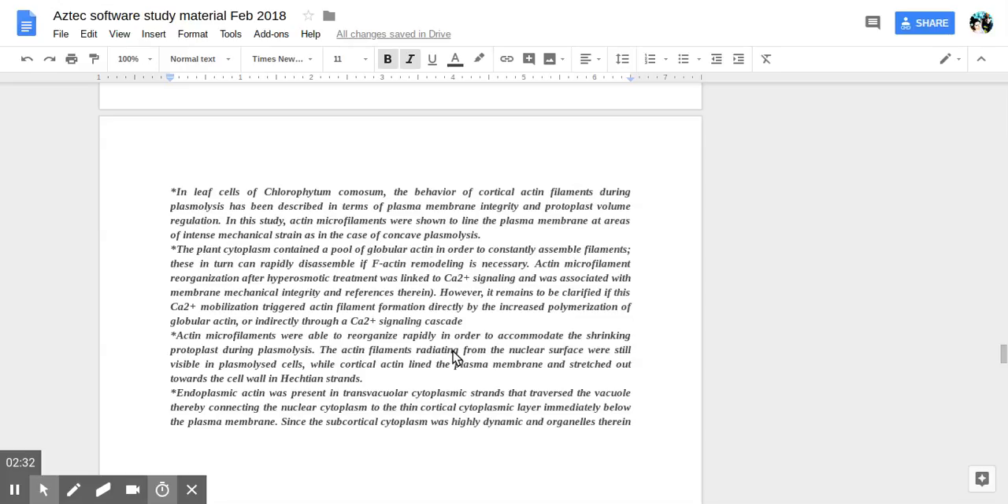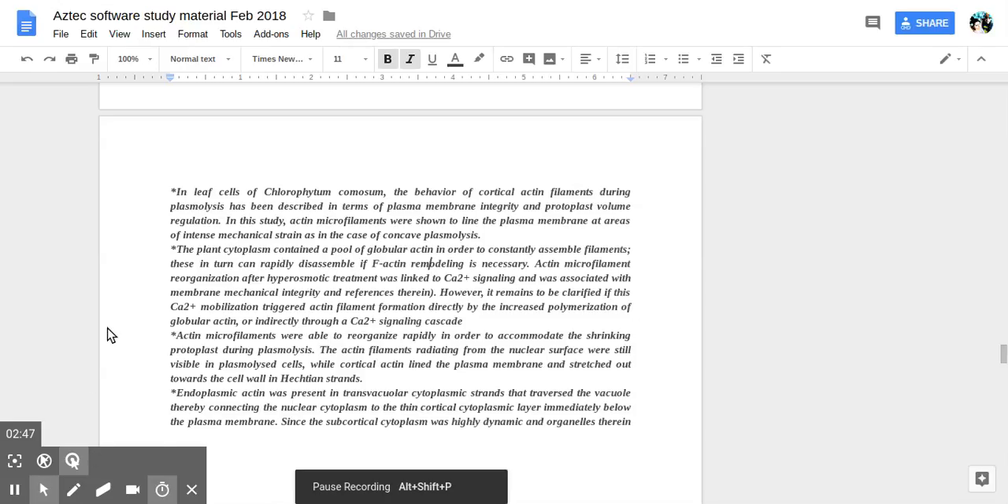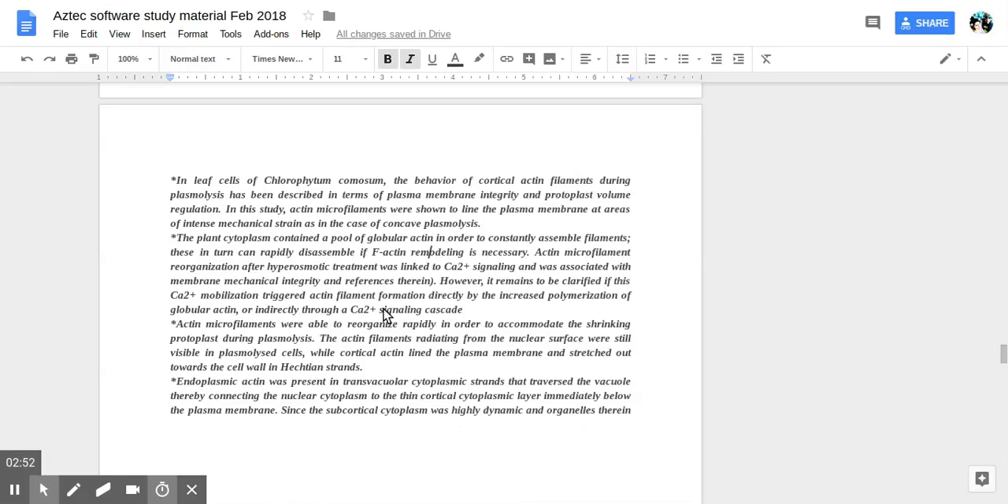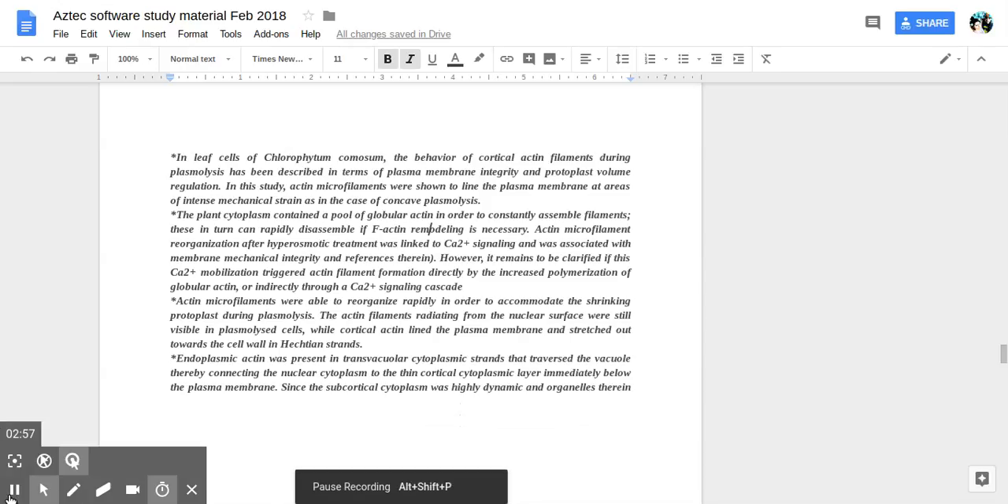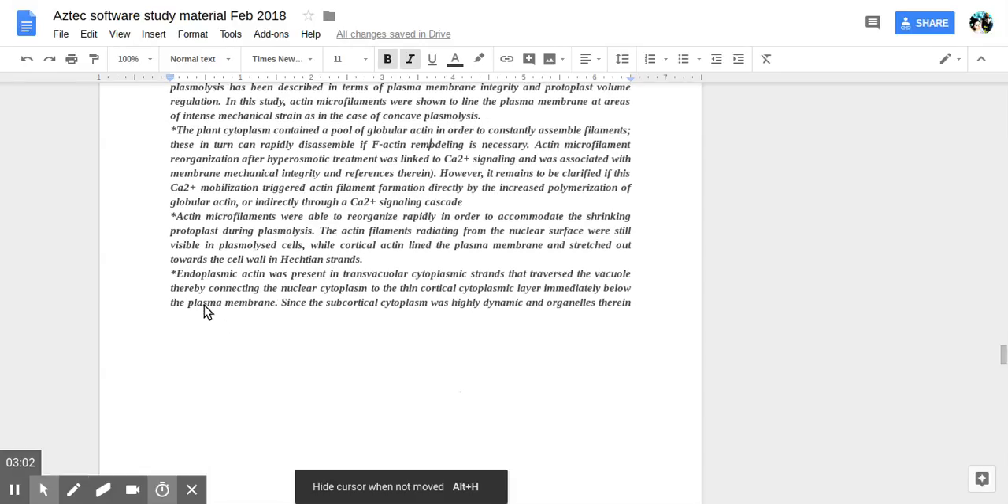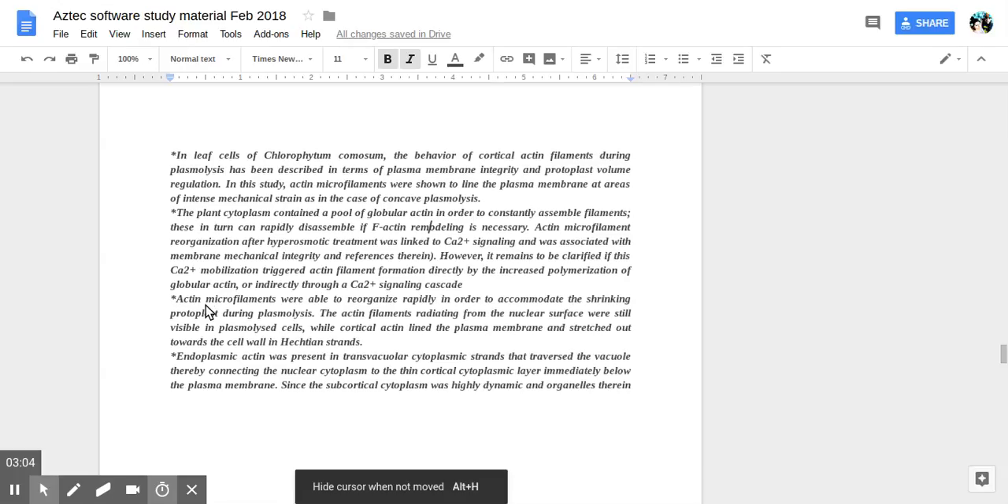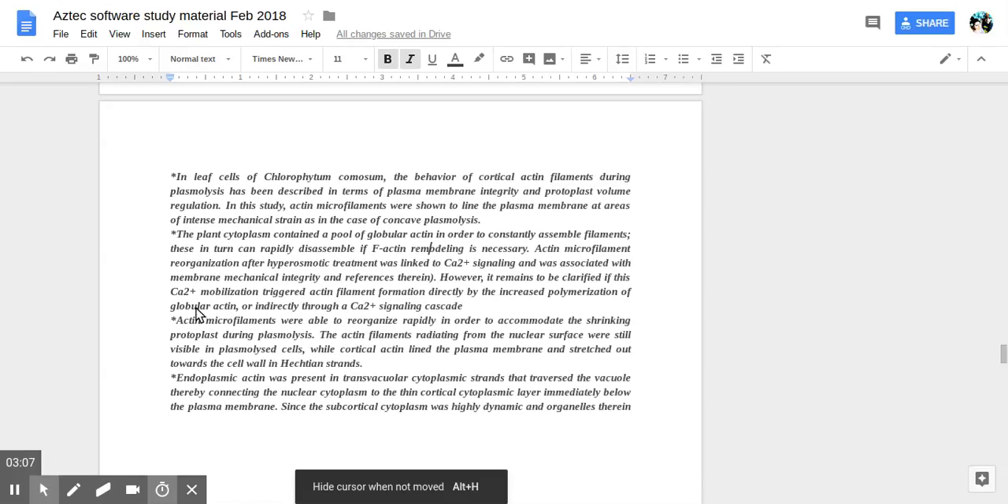The actin filaments radiating from the nuclear surface were still visible in plasmolysis cells. Cortical actin lined the plasma membrane and stretched out towards the cell wall in Hechtian strands. That's just what the actin filaments are called.